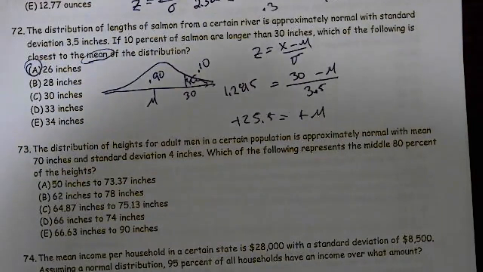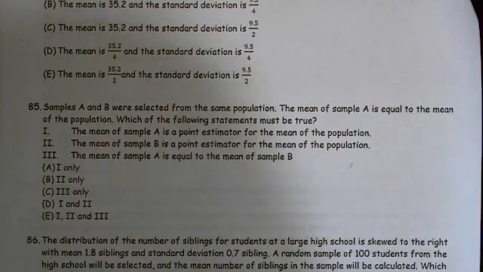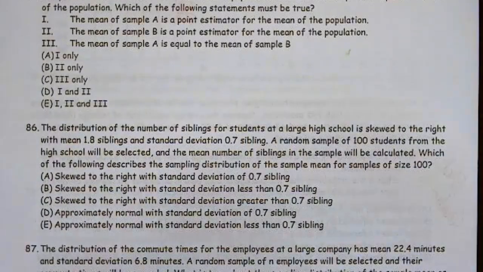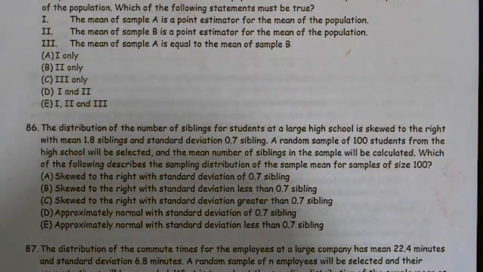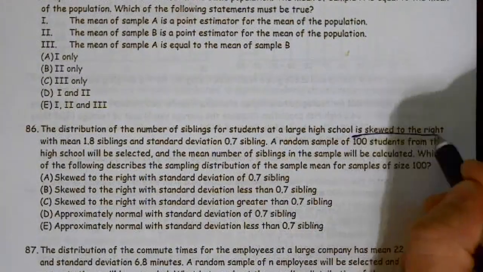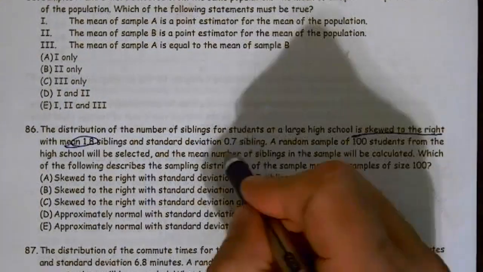Now we need to look at problem 86. Problem 86: the distribution of the number of siblings for students at a large high school is skewed to the right with a mean of 1.8. All right, so our underlying distribution has a mean of 1.8. We've got to be careful about this. It has a mean of 1.8, but is skewed to the right, and a standard deviation of 0.7.